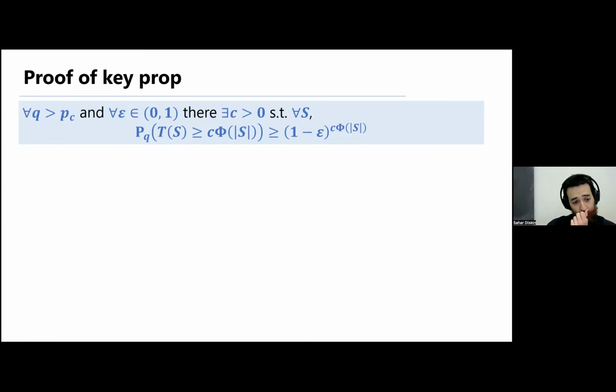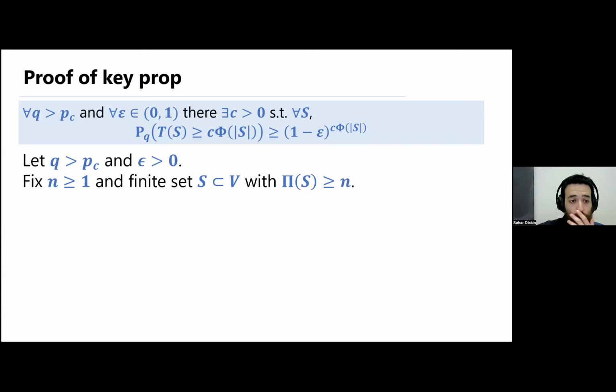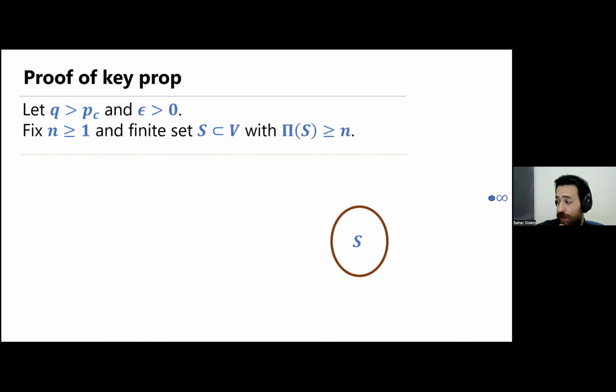Okay, so how can we try to approach this? We need to fix this supercritical Q and fix this epsilon. Let us also, in order to make things a bit easier, fix n and a finite set S with pi of S at least n. In particular, phi of the size of S is at least n. So what does this mean? This means that I have a set S here, and if I want something that separates it from infinity in the graph itself, it has to have at least n edges. This is what I know.